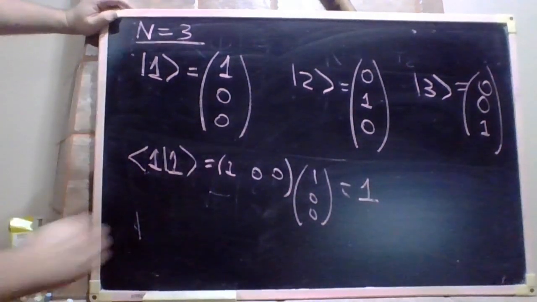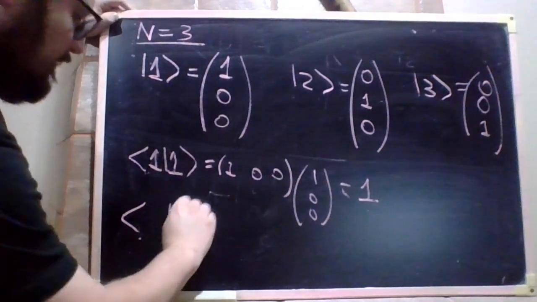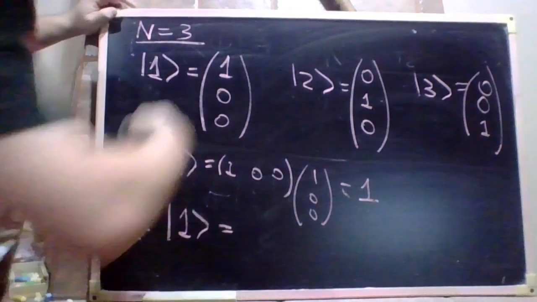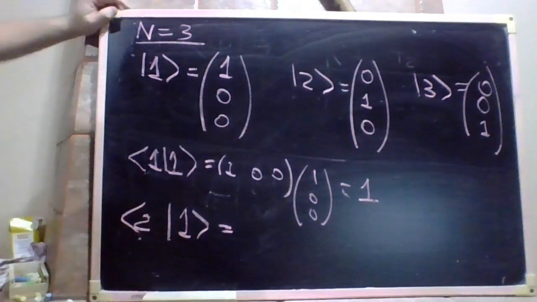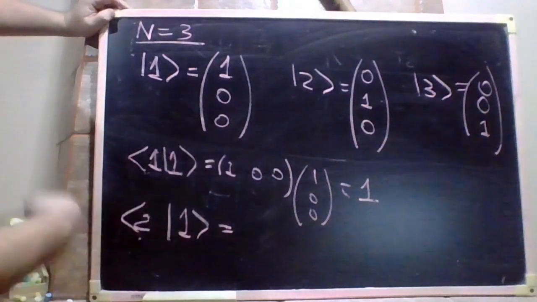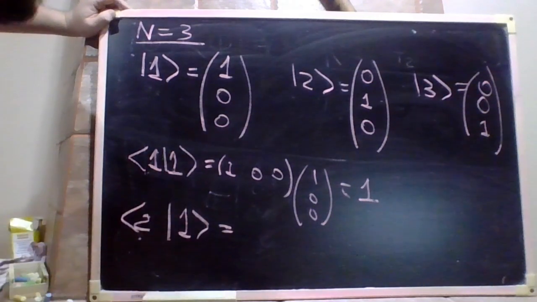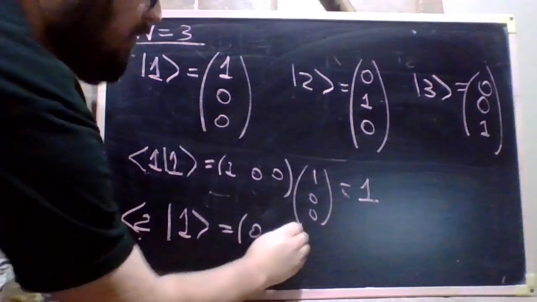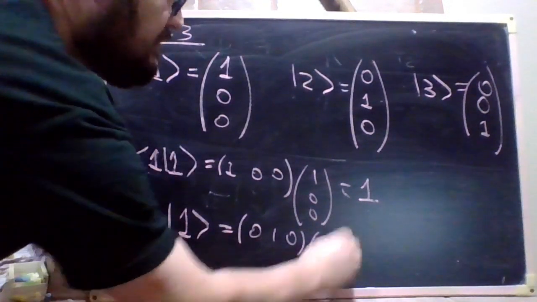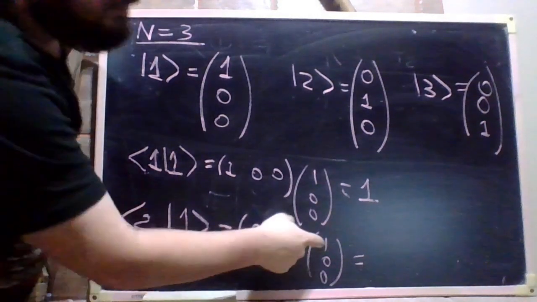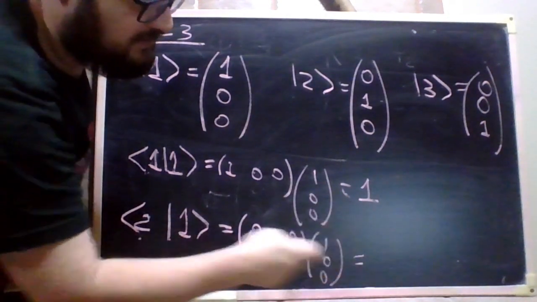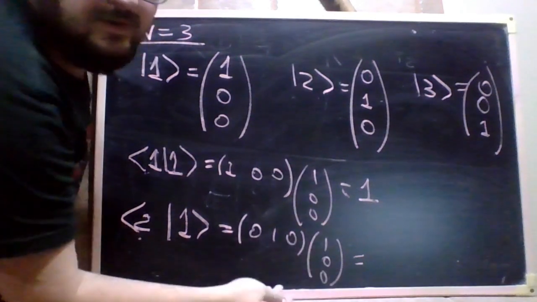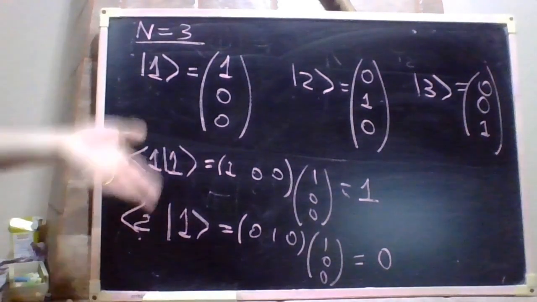But if you multiply this vector by any other, say 2, we don't need to make all the calculations, you can do that, but we'll do a few things just to prove the point. So if you multiply this one by this one, you'll have 0, 1, 0 multiplied by 1, 0, 0, and you'll get 0 multiplied by 1, which gives you 0, plus 1 multiplied by 0, which gives you 0, plus 0. So this will produce 0.